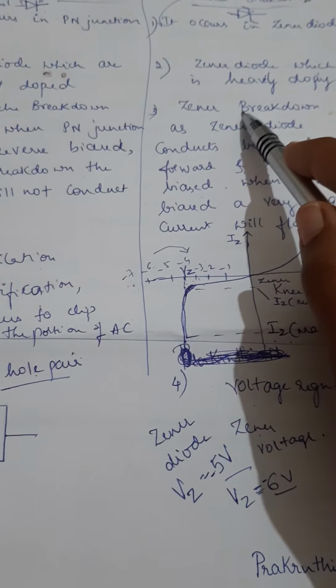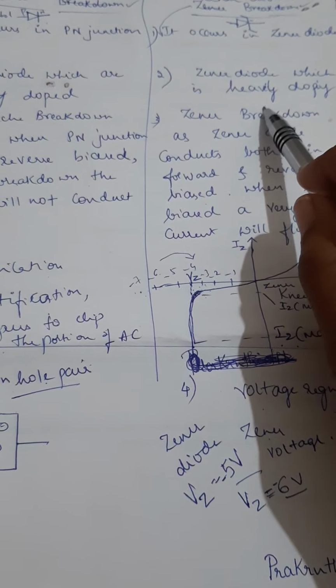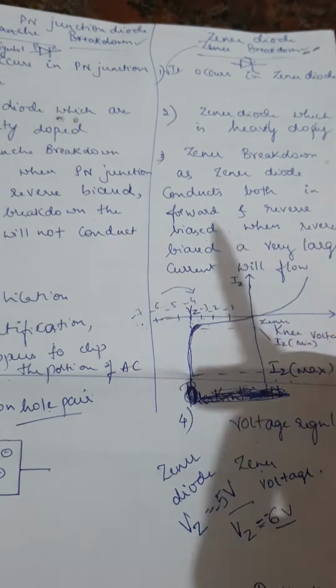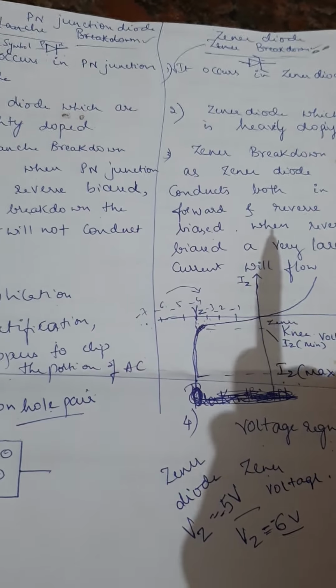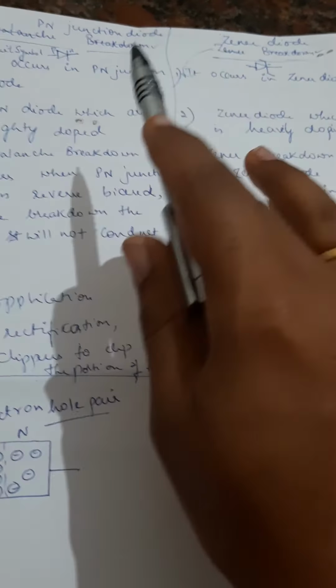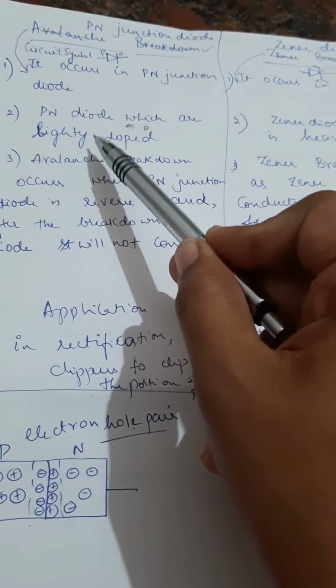But in the Zener diode, it is heavily doped. So heavy doping has been done in the Zener diode. As a result, a greater number of impurities are added to this. So as a result, there will be more electron and hole pairs, and the amount of current generated will be more.